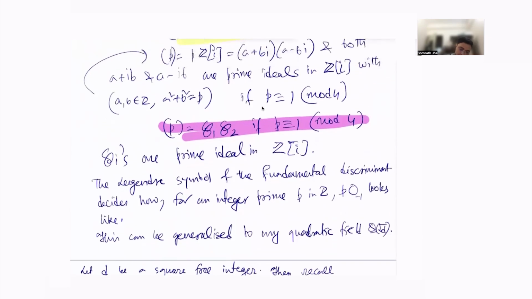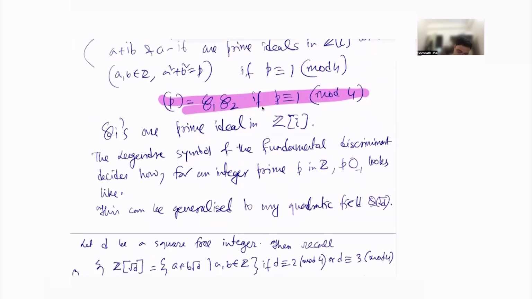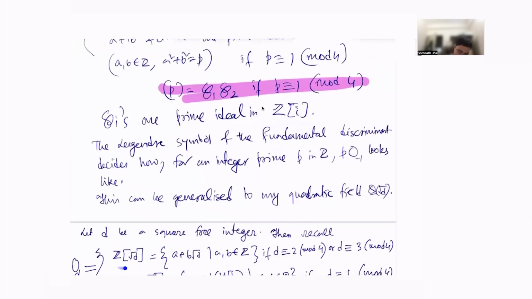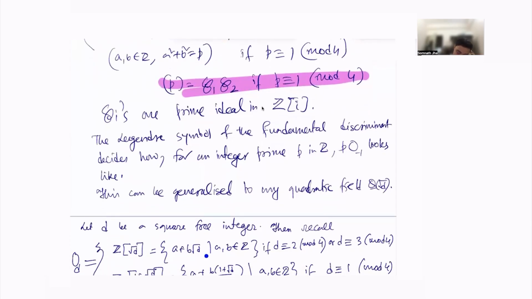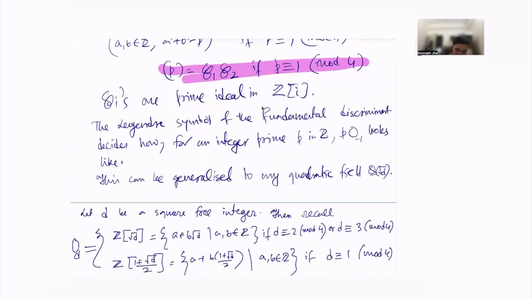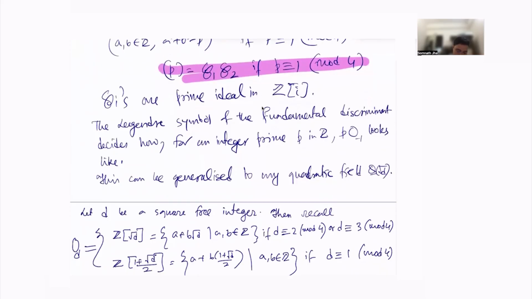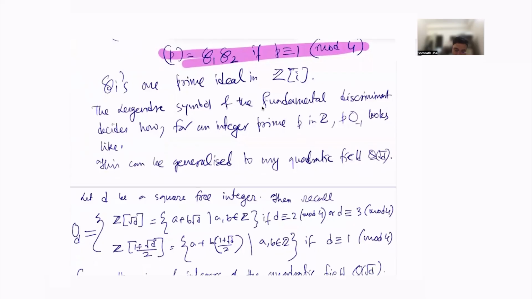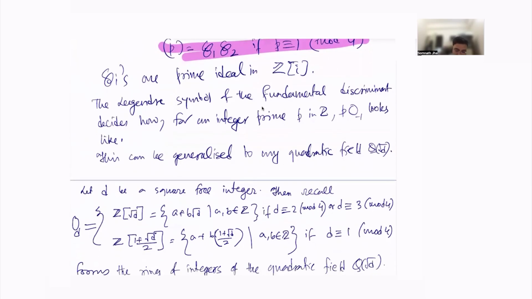Let D be a square free integer, and recall that the ring of integers OD we just discussed is Z[root D], which means a plus b root D, where a, b are in Z, if D is 2 mod 4 or 3 mod 4. And it is Z[(1 plus root D)/2], which means a plus b times (1 plus root D)/2, where a, b both vary in Z freely, if D is congruent to 1 mod 4.